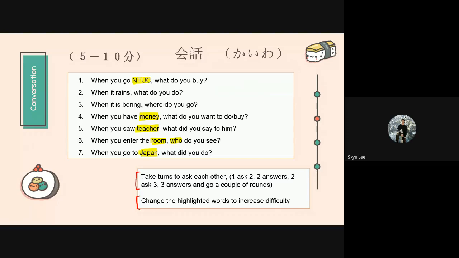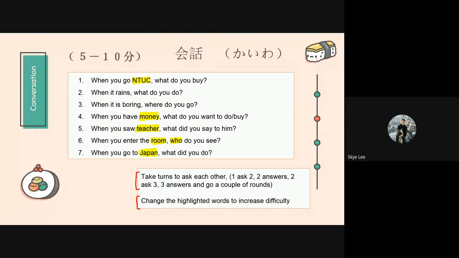So start from me again, I guess. So when you go to NTUC, what do you buy? NTUC ni iku toki anata wa nani o kaimasu ka? Okay. NTUC ni iku toki pan o kaimasu. Is it pan? Yeah, pan o kaimasu. You go to buy bread. Yes. Okay, cool.